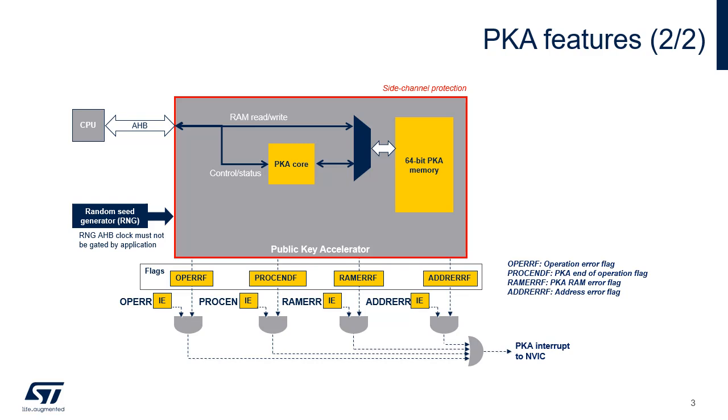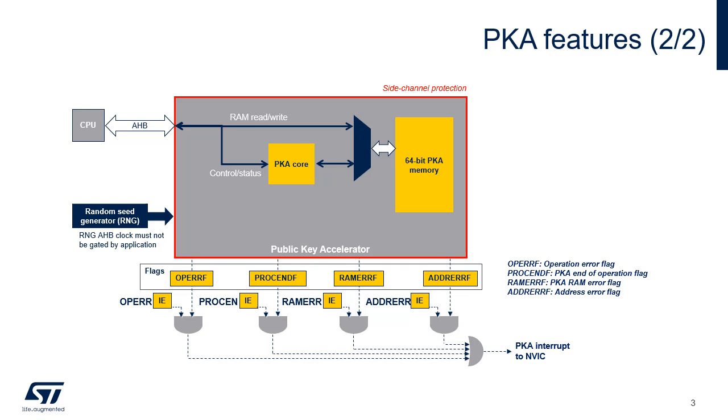Software can abort a PKA operation at any time by clearing the EN bit in the PKA-CR register. In this case, the content of the PKA memory is not guaranteed, except for side-channel protected operation for which PKA memory is guaranteed erased. The PKA has three error flags: the operation error flag, or OPERRF, the address error flag, or ADD-RERRF, and the RAM error flag, or RAM-ERRF.